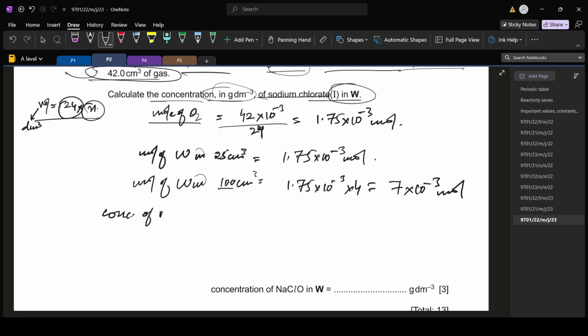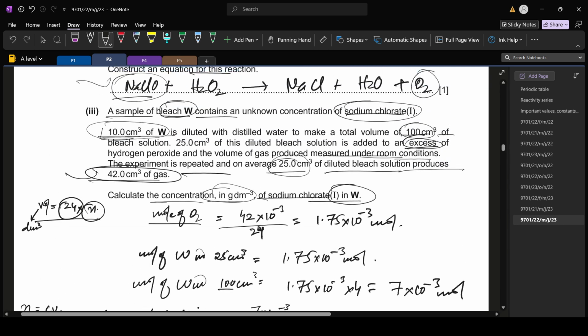The concentration of NaClO in W is going to be, the formula is n equals CV, where n is moles, C is concentration and V is volume. Now you have calculated the moles and you want to calculate the concentration, so the formula is going to be C equals n upon V. The moles you calculated are 7 into 10 to the power minus 3. The volume given to you is 10 cm cube of W.